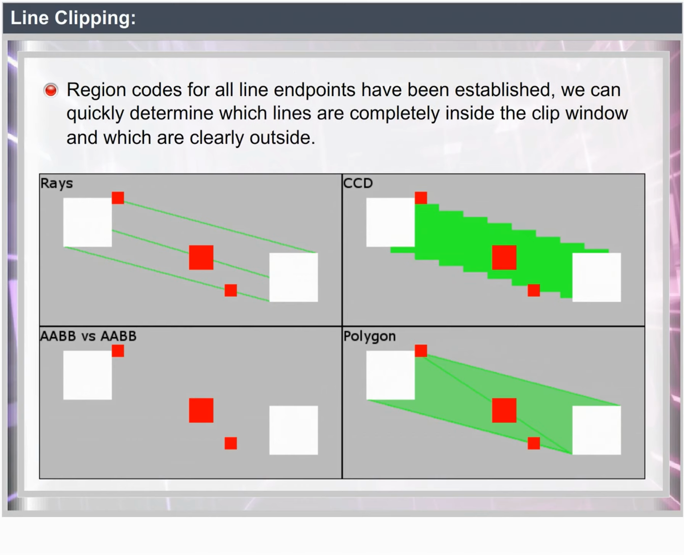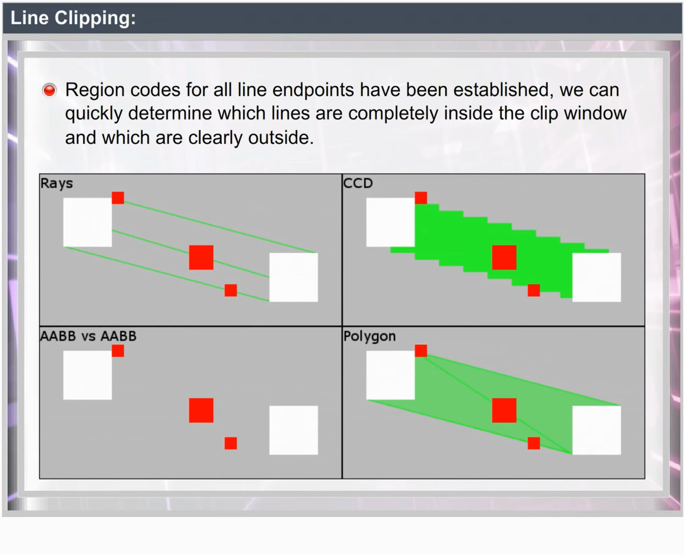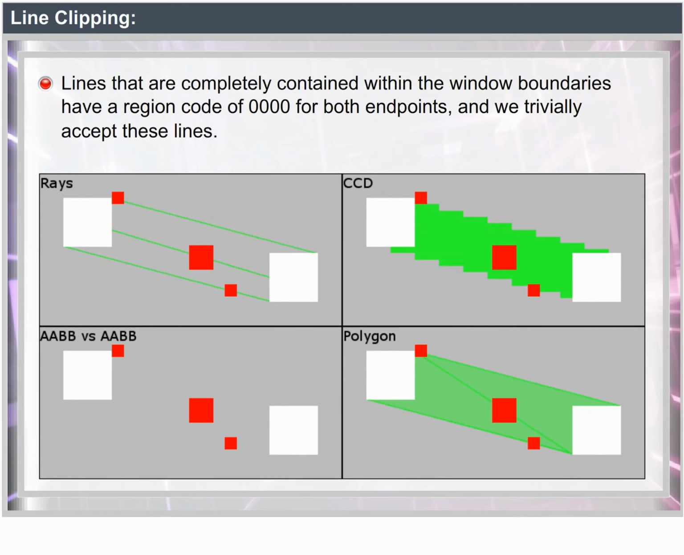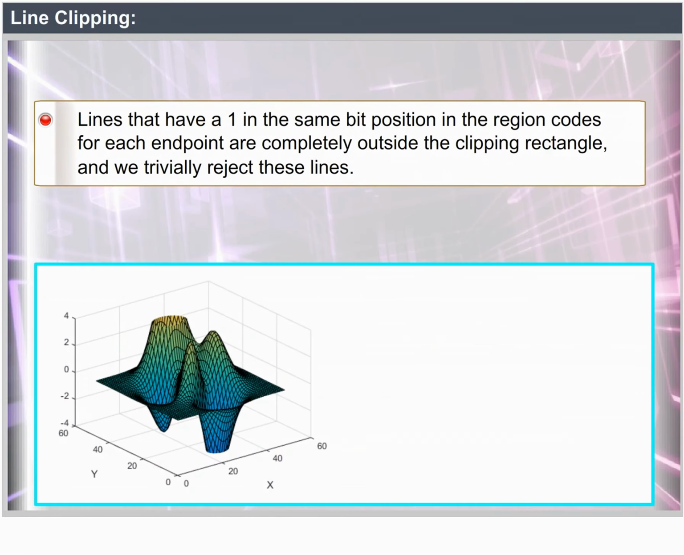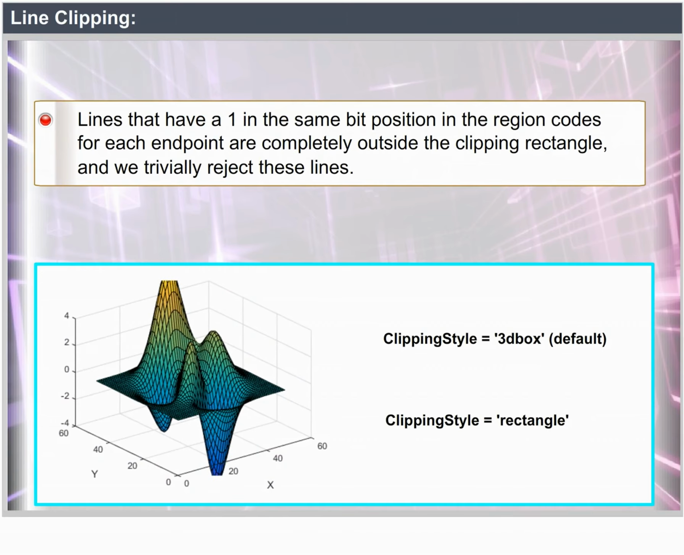Once we have established region codes for all line endpoints, we can quickly determine which lines are completely inside the clip window and which are clearly outside. Any lines that are completely contained within the window boundaries have a region code of 0000 for both endpoints, and we trivially accept these lines. Any lines that have a 1 in the same bit position in the region codes for each endpoint are completely outside the clipping rectangle, and we trivially reject these lines.